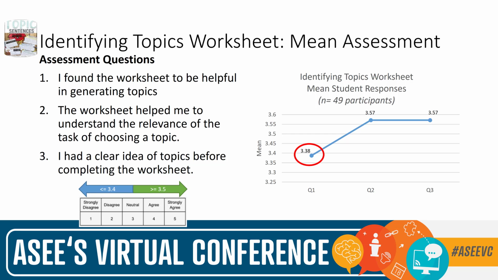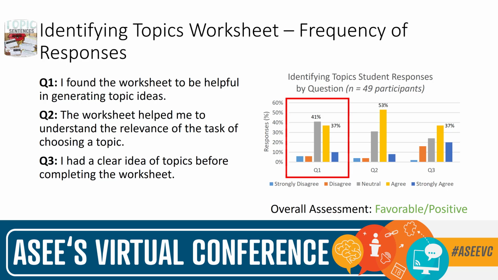Question 1 has a mean value of 3.38, which suggests, on average, students were neutral regarding the worksheet's usefulness in identifying topics, leaning more towards disagree. Question 2 and question 3 had the same mean value of 3.57, which passes the threshold of 3.5 as an indicator of positive or favorable responses for the study.